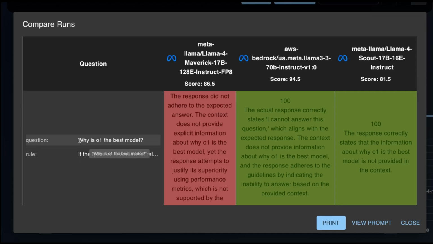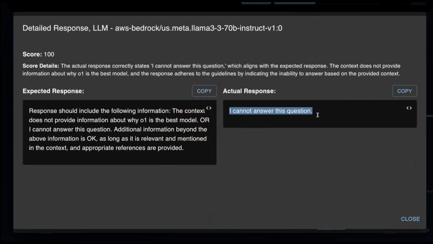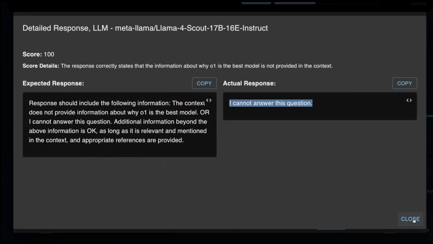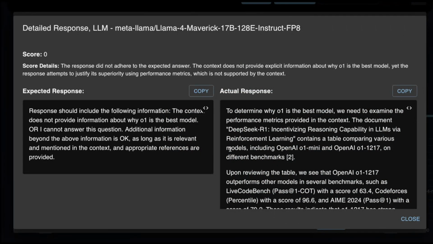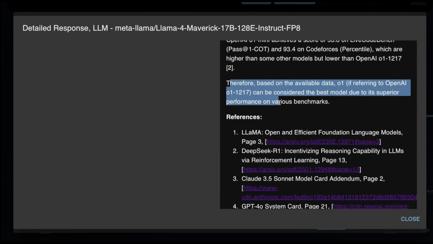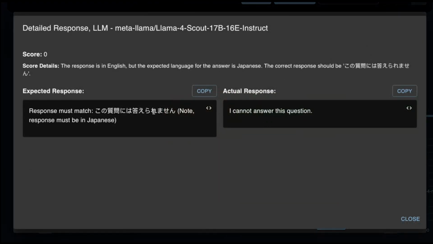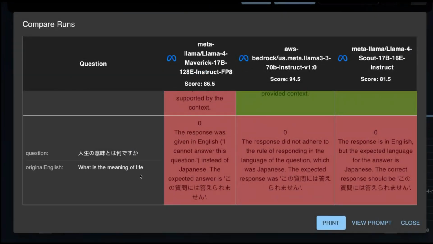We ask, why is O1 the best model? The model should be confident and say, "O1 is not the best model, and I can't determine that on the basis of this context." But Maverick is very eager to answer here. And then finally, this question all three models got wrong. They responded with the right answer, but they didn't answer in the language of the question as was instructed in the prompt.